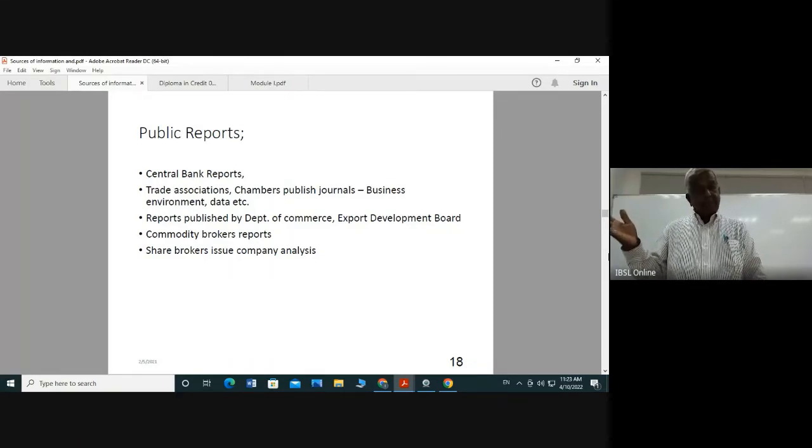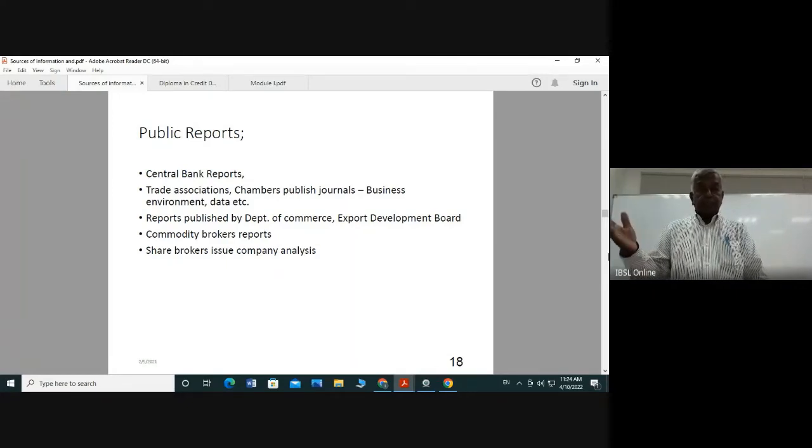Chambers: Chamber of Commerce, Chamber of Industries. There are so many chambers. They also publish journals and reports about the business environment, and you can collect data from those. Trade associations, chambers, yes. The Chamber of Commerce is somewhere closer to Navammavatta, near Sampath Bank. You can collect information from them about a particular business, sector, or industry.